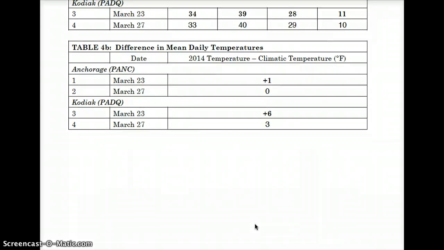For Table 4B, the first attempt for March 27th was 0, and the second attempt in Kodiak for March 27th was 3.